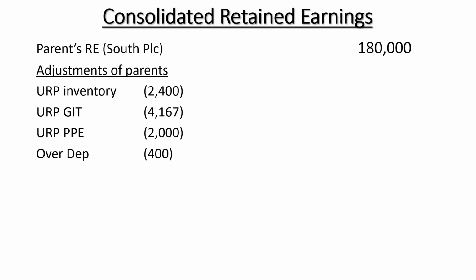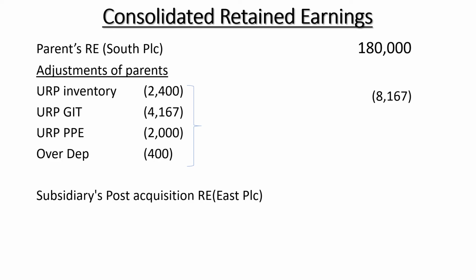After doing all the adjustments, we have to take 8,167, which is a negative figure. We have to adjust it from the parent's retained earnings. Then we have to take the subsidiary's post-acquisition reserves. We know that the subsidiary is East PLC. We have to take 70% out of the post-acquisition reserves. That is 23,240.